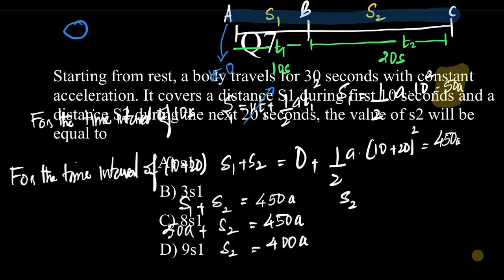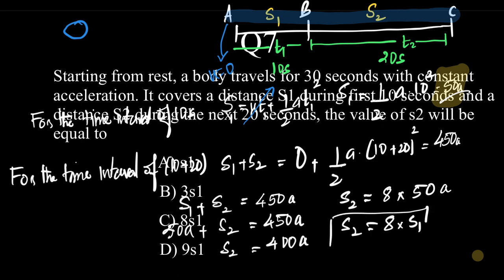In terms of s1, I can write s2 as 8 into 50a. Now 50a is basically s1, so this becomes s2 is equal to 8 into s1. So the relation that we get is s2 is equal to 8 s1, which marks the correct option as option C.